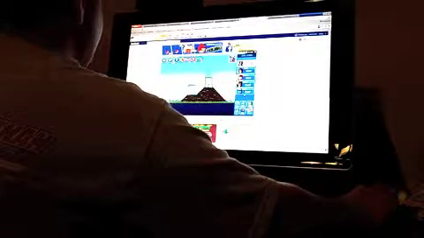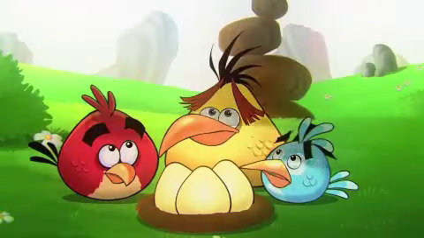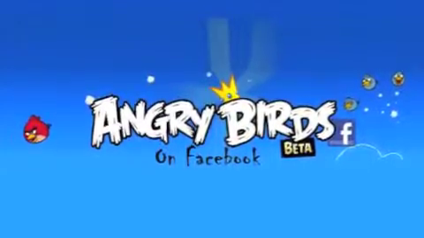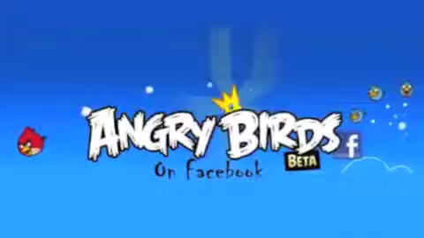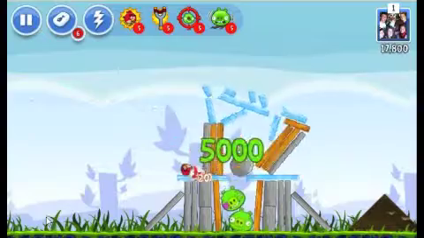Playing these games, throwing these birds. But then I thought, hey, these birds, what could I use with them? Yes, I could. I could use Angry Birds to teach physics. Angry Birds on Facebook? This is absolutely perfect. This is the perfect medium to teach my class about motion and forces.